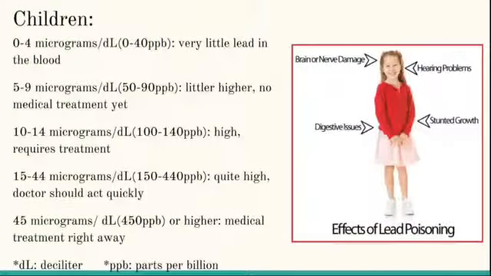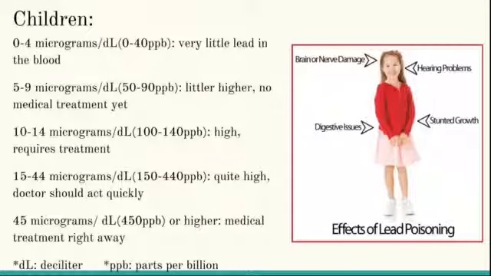Now I'm just going to go a little bit more in depth about the lead levels in children. 0 to 4 micrograms per deciliter is very little lead in the blood. 5 to 9 micrograms per deciliter is a little higher, but this doesn't require any medical treatment yet. 10 to 14 micrograms per deciliter is very high and does require treatment. And again, this is like going to see a doctor or a physician.